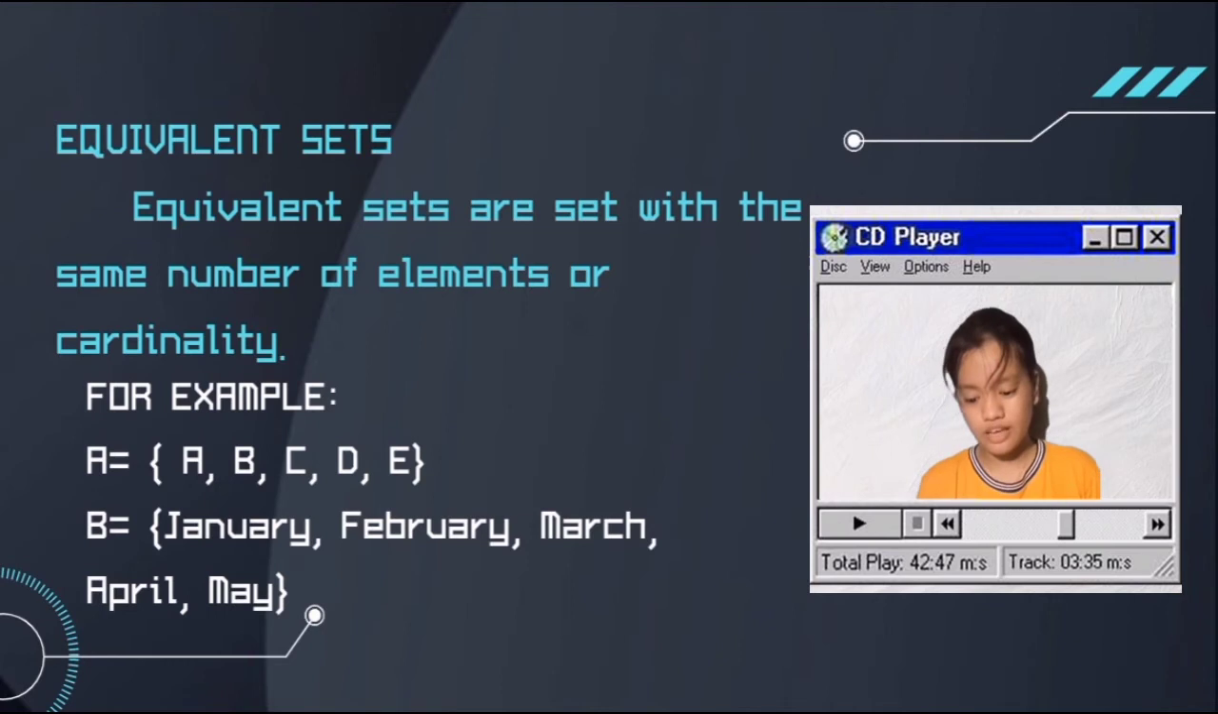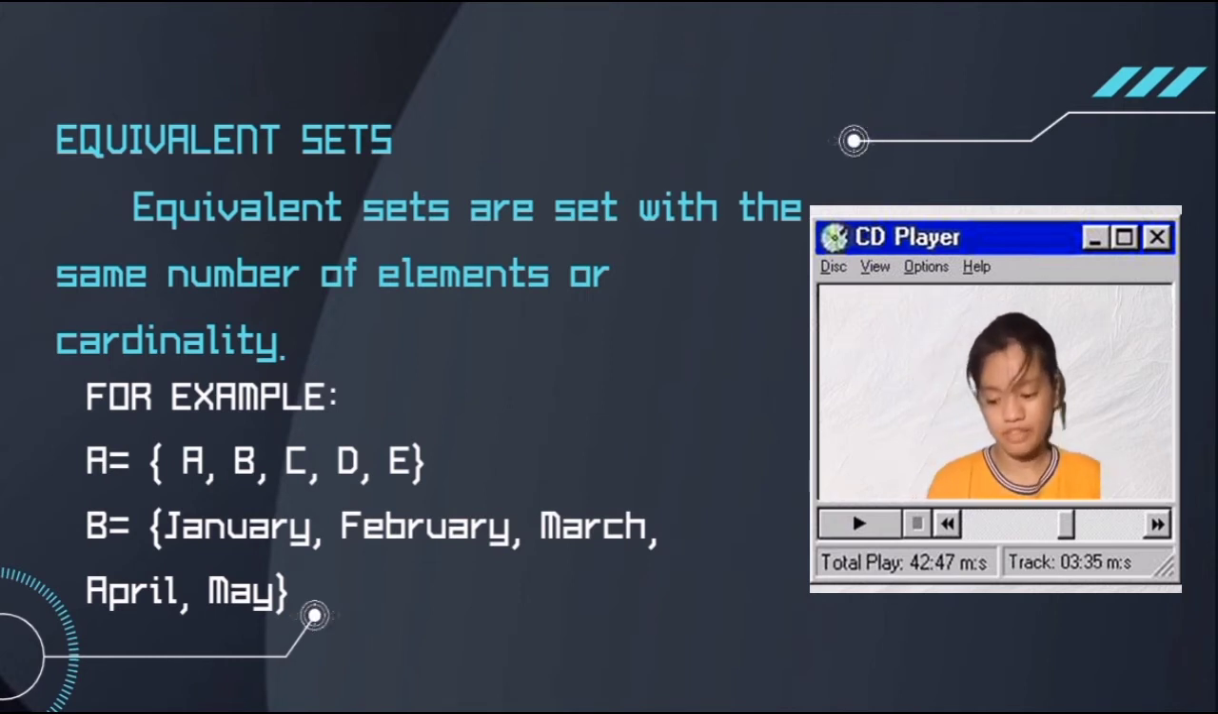An equivalent set is simply a set with an equal number of elements. The sets do not have to have the same exact elements, just the same number of elements. Let's take a look at some examples.